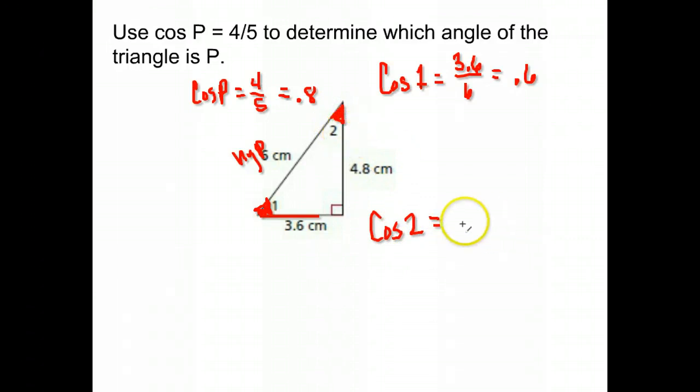make a mistake. So for the cosine of angle 2, the leg adjacent to angle 2 is 4.8, the one touching it, over the hypotenuse, which again is still 6, and I find the decimal for that so I can compare. 4.8 divided by 6 is 0.8. That's what I was looking for, the angle whose cosine was 4/5 or 0.8. So angle 2 would be my angle P.